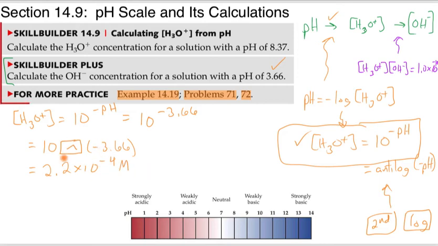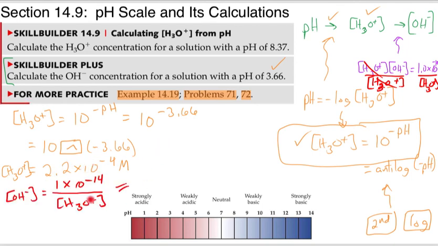Again, instead of using the caret or the raised to button on your calculator, you can also use the second function of log, which is known as the anti-log. And now that I have hydronium concentration here, then I can rearrange this expression to solve for hydroxide. Just like I did on the last problem, if I divide both sides, in this case by hydronium, it cancels out, and my new expression is this. I'll plug this value in for hydronium. I get a value of 4.6 times 10 to the minus 11 molar.